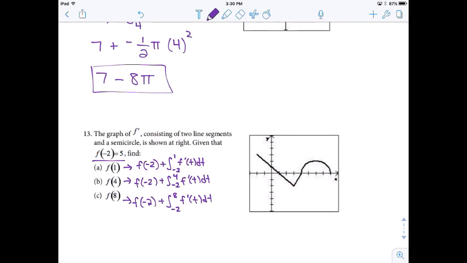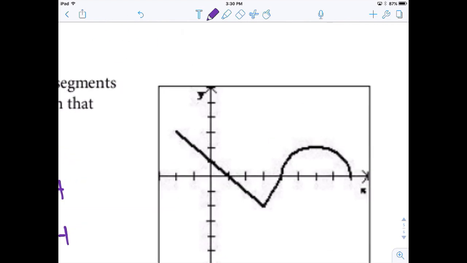So let's find some areas. This triangle right here is 4 by 1, 2, 3. So 6, right? 1/2 times 4 times 3. This one is 1, 2, 3 by 2. So this is 3 because it is 6 divided by 2. And here your radius is 2. So this is 1/2 of pi r squared. In other words, this equals 2 pi.